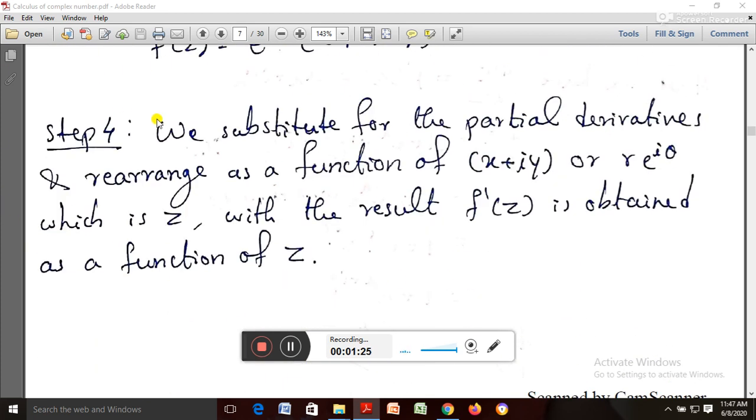Then the last step is we substitute for the partial derivatives and rearrange as a function of x plus iy, or r into e raised to i theta, which represents z. With the result, f dash of z is obtained as a function of z, meaning we rearrange the RHS in the form of x plus iy or r into e raised to i theta, that gives the value in terms of z. So this is the working procedure.